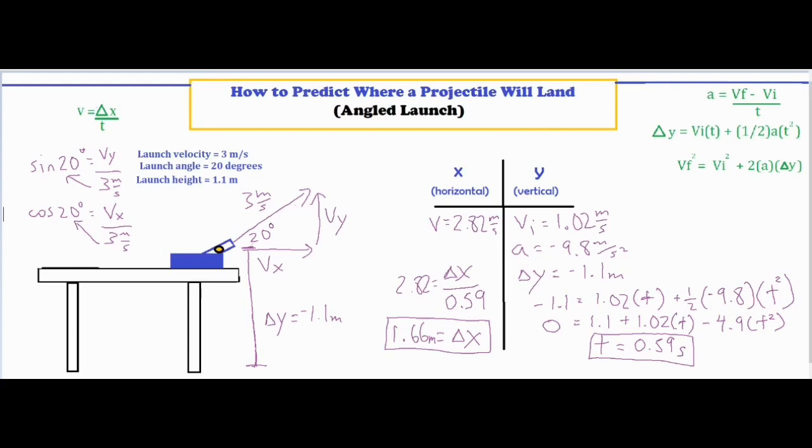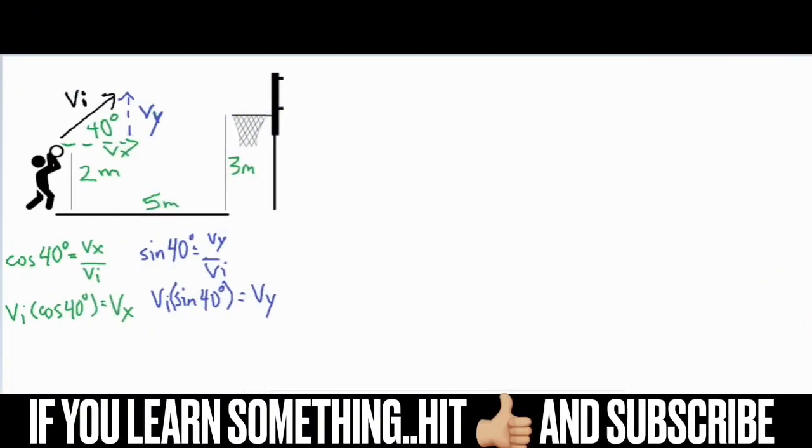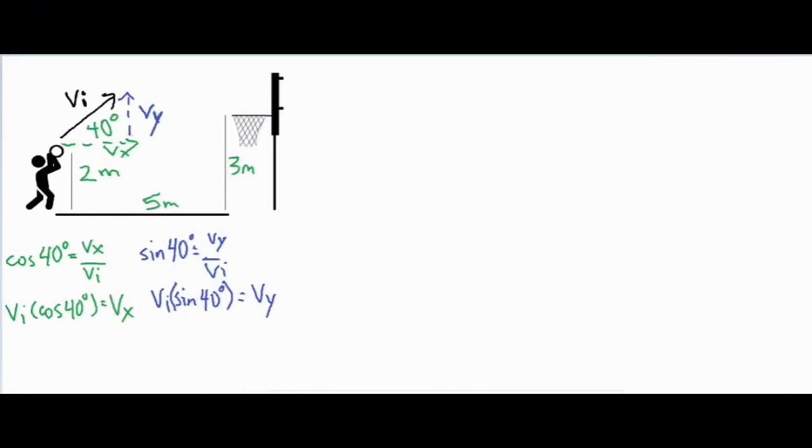And then remember, time is the only variable that can be used in both columns, which worked out nicely for us so that we could find our delta x. And now we know that the projectile lands at 1.66 meters from the edge of the table. In this video, I'm going to be talking about a projectile basketball problem.